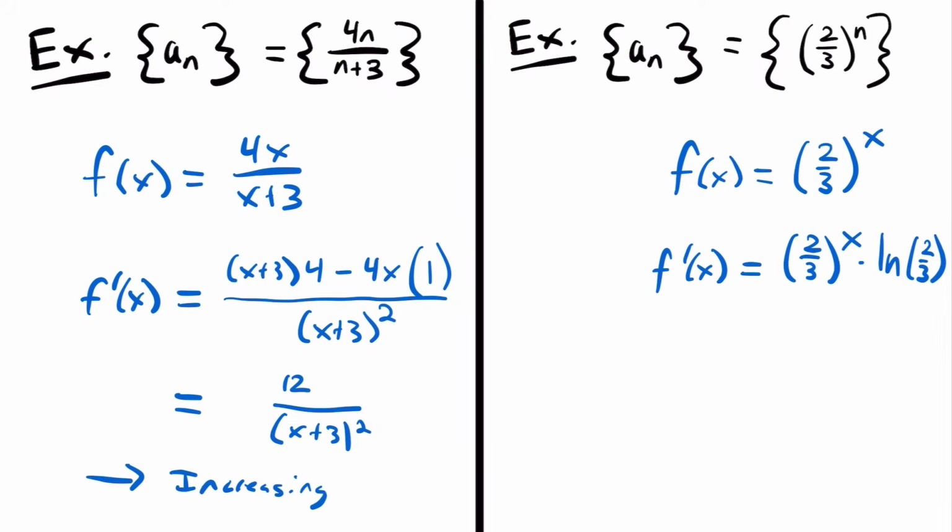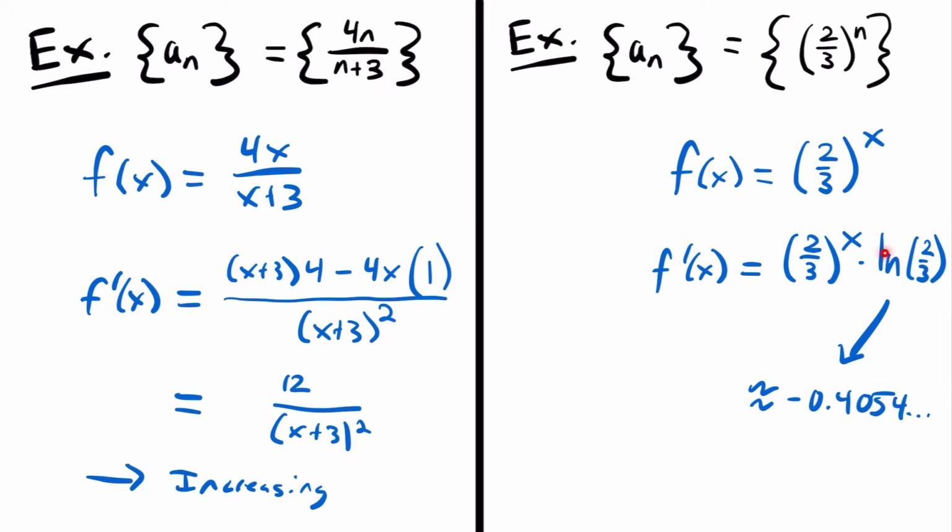Now initially, this looks like it's always going to be positive, right? We have 2/3 to the power of x. 2/3 to any power of x should always be positive, and then we're multiplying by the natural log of 2/3. However, the natural log of 2/3, if you plug that into your calculator, that's actually equal to approximately negative 0.4054 and some more decimals.